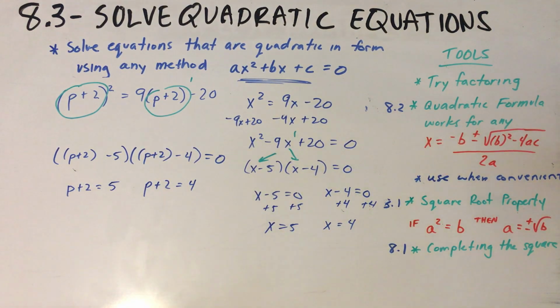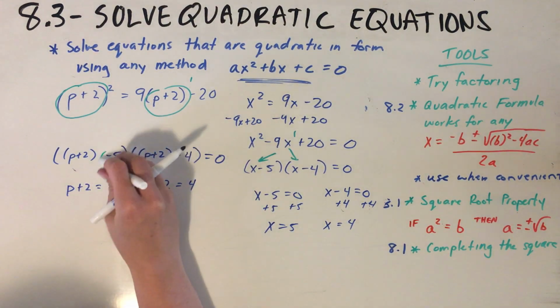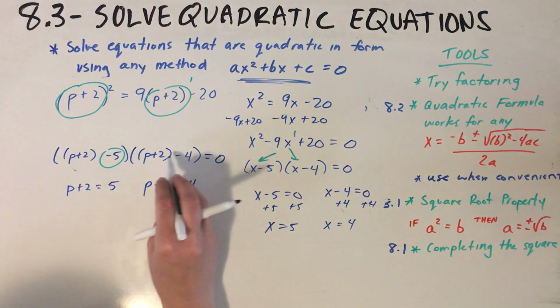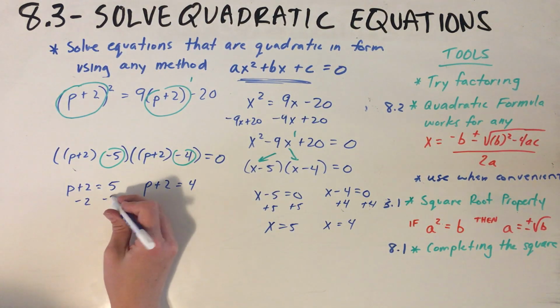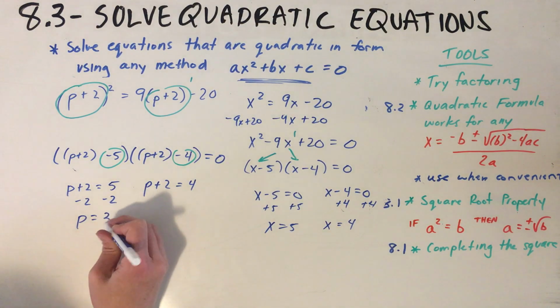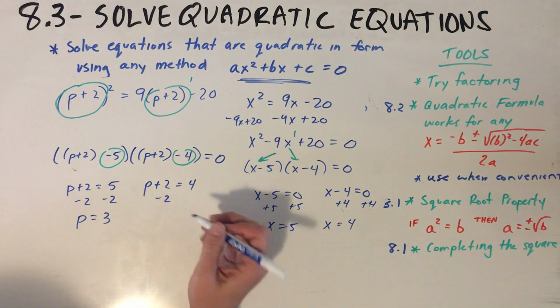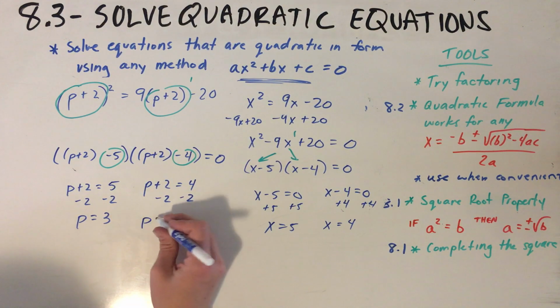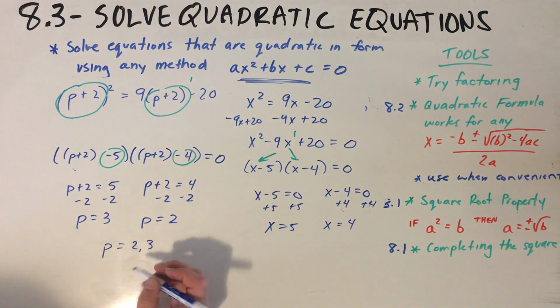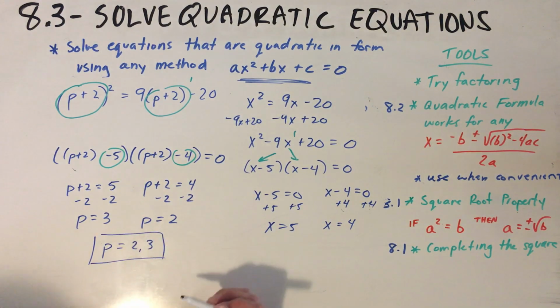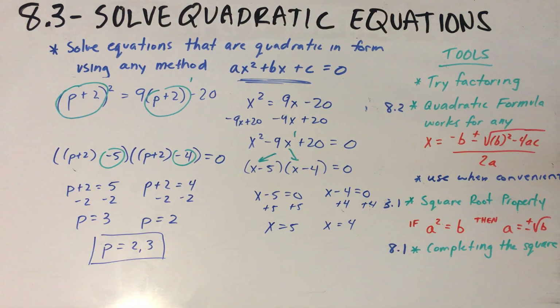Again, all I did was set this factor equal to 0 and add the 5 over, set this factor equal to 0 and add the 5 over. So now you can see if you subtract another 2 here, we get that p is equal to 3, and if I subtract 2 here, we get that p is equal to 2. So our two answers here are 2 and 3. Sweet. You can plug those back in to see if they work, but that's a little too much work.